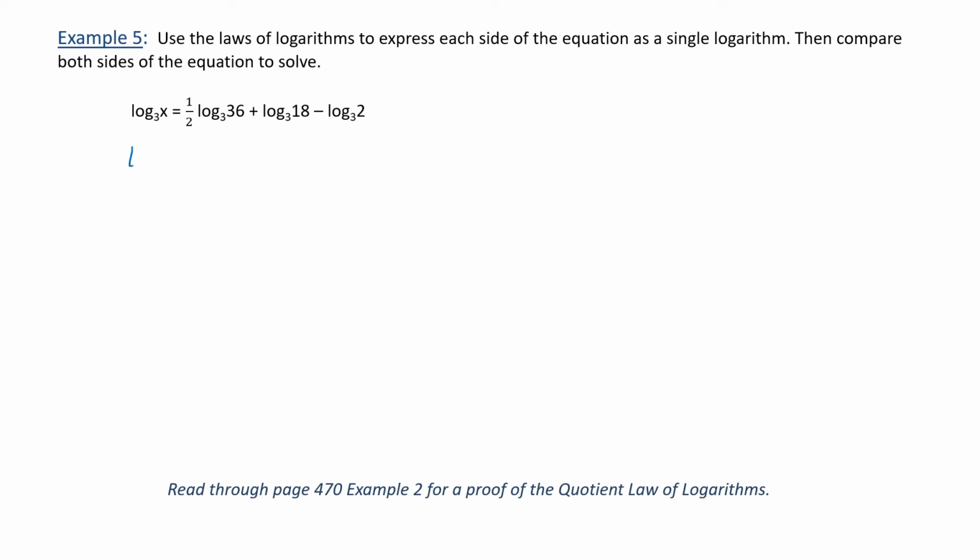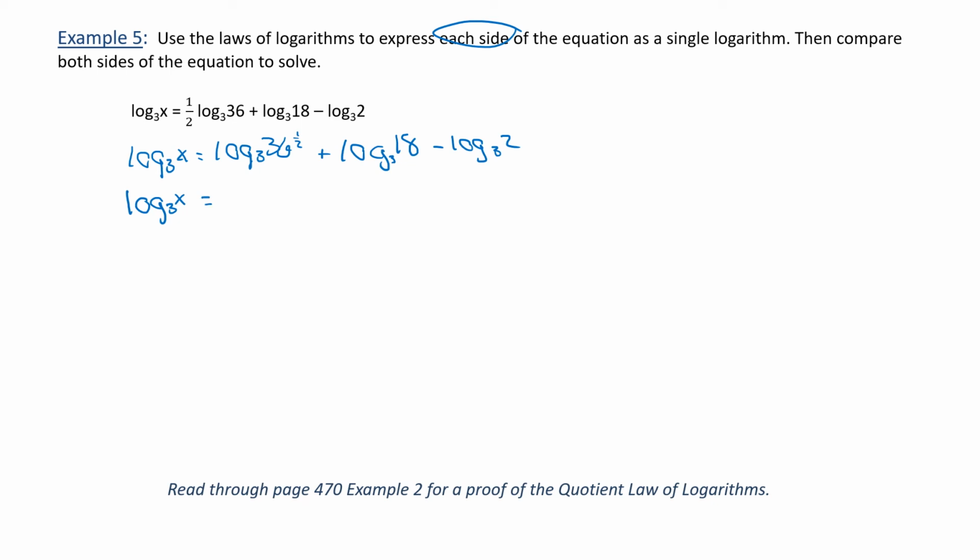I've got log base 3 of x equals, let's get this exponent up, log base 3 of 36 to the power of 1/2 plus, now this middle one, there's nothing that I can change here, base 3 minus, and the last one, nothing I can change here. So each side, this one is already done. The left side is already expressed as a single logarithm. The right side is not.